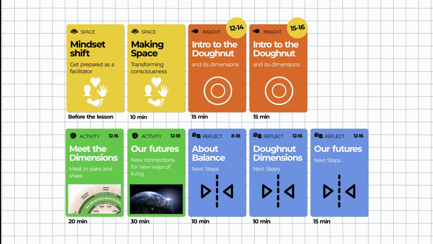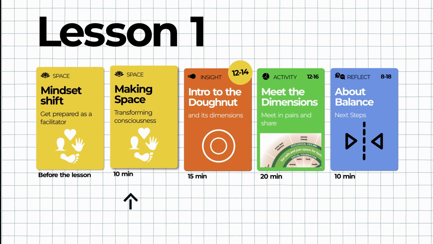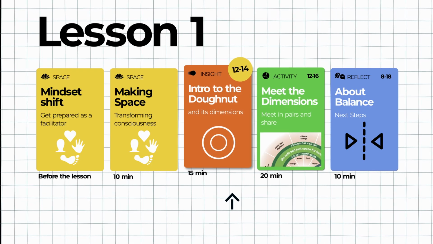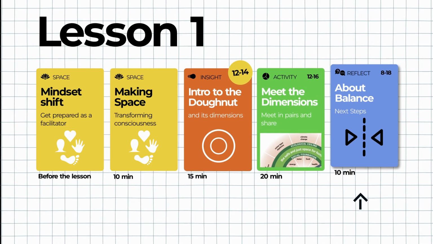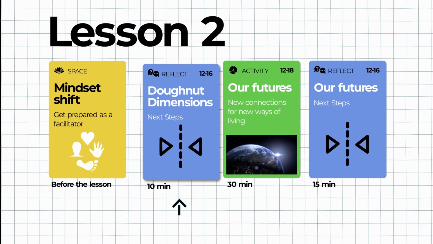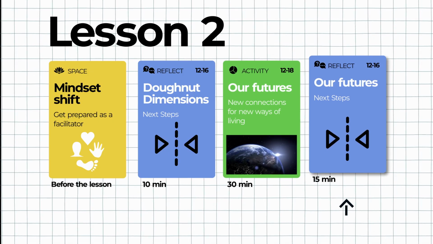For example, Lesson 1 can run 20 to 55 minutes. It includes Mindset Shift, Making Space, and Intro to the Doughnut using age-appropriate insight slides. It ends with Meet the Dimensions and a reflection. Lesson 2 builds on this with a reflection on Doughnut dimensions, our futures activity, and a closing reflection.